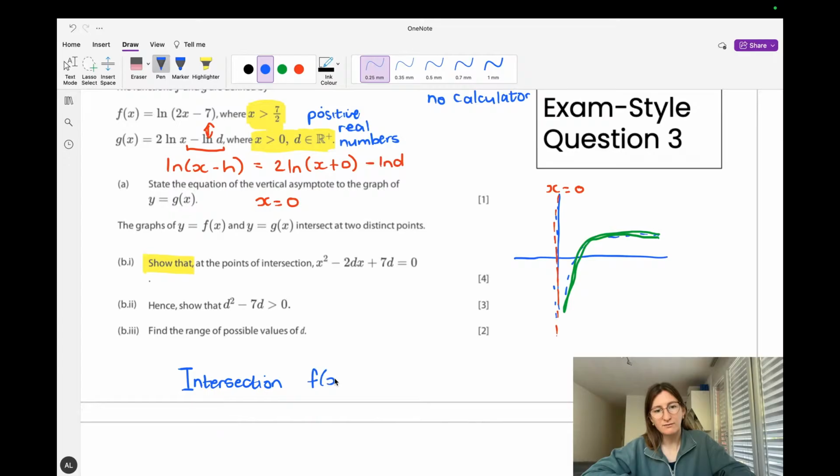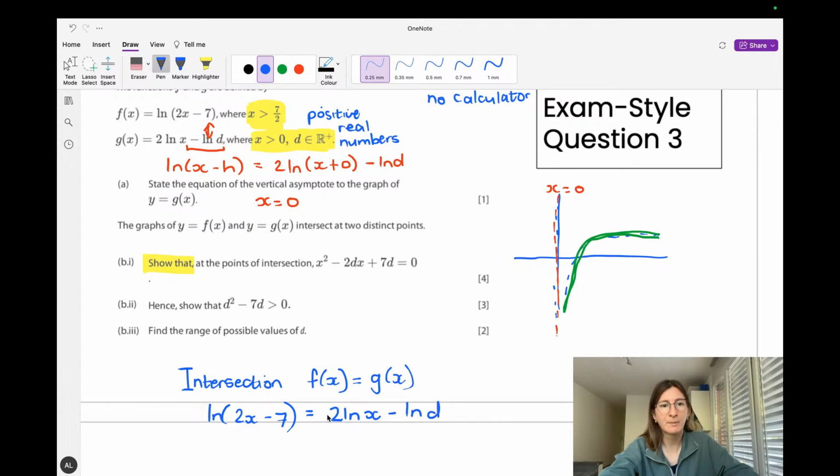Intersection is when one graph is set equal to the other, and then we solve for the values of x in which that happens. So we're just going to put them equal to each other. So I have natural log 2x minus 7 is equal to 2 natural log x minus natural log d.